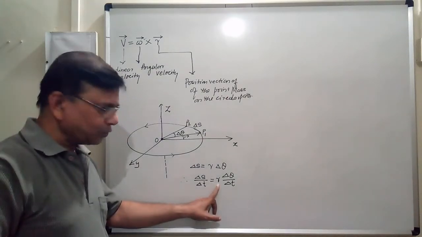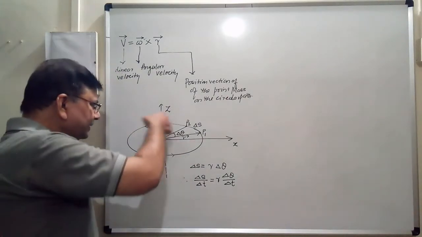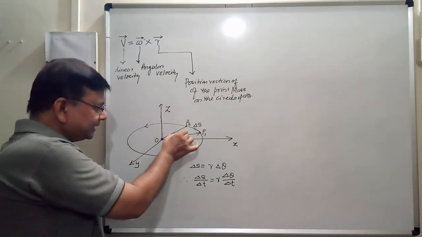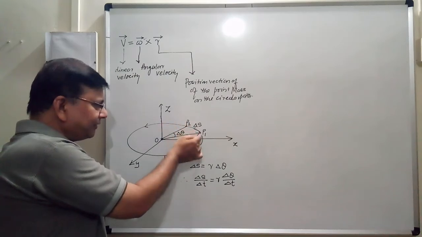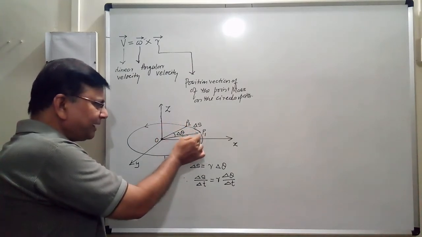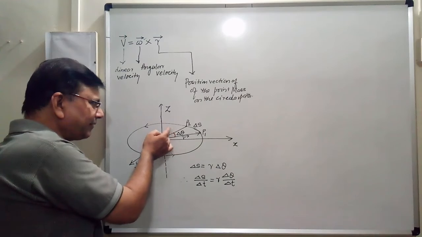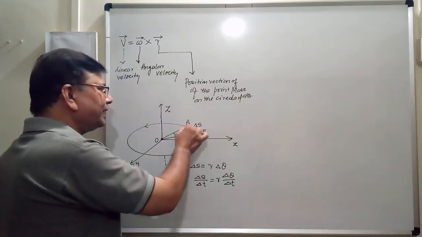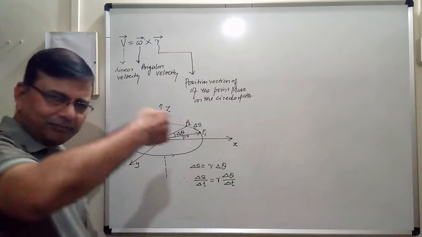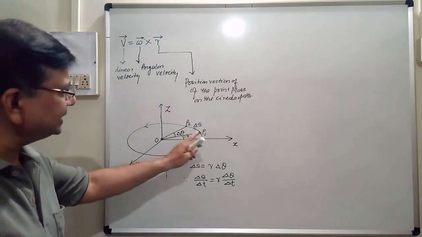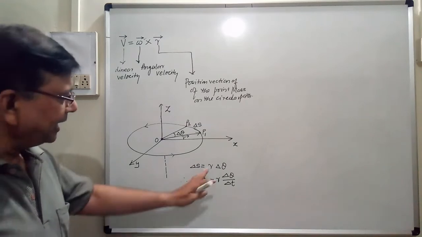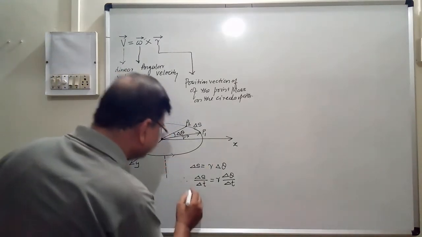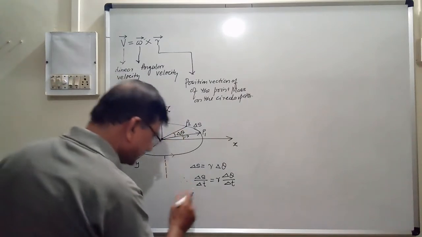R I have taken as constant. Why? The radius of this circular path is not changing. But at different positions of this point P1, this theta will go on changing. That is why theta is variable, and accordingly the path along the circumference of the circle will also go on changing. So delta S is variable, and delta theta is a change I have taken. If this is theta, then this is delta theta.